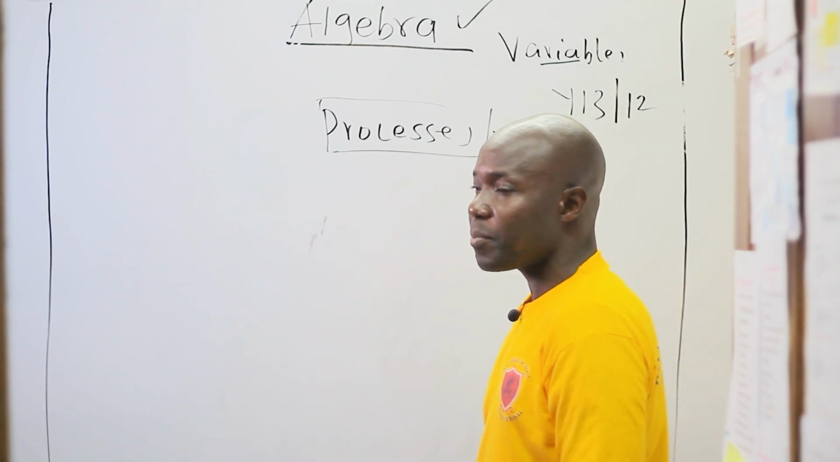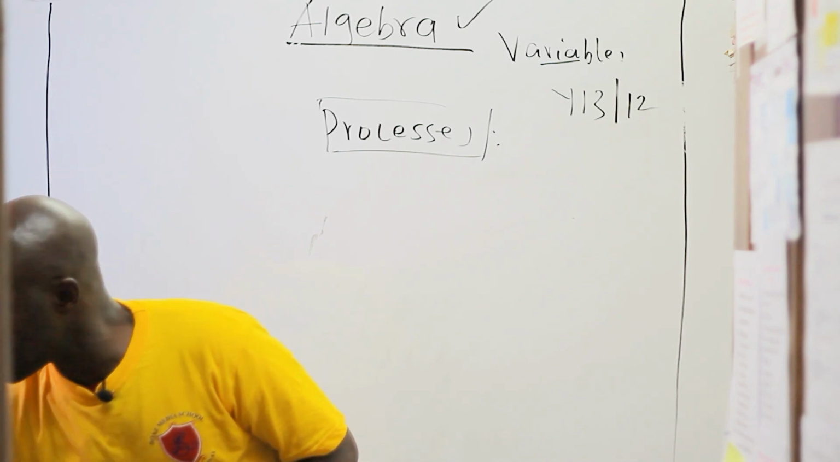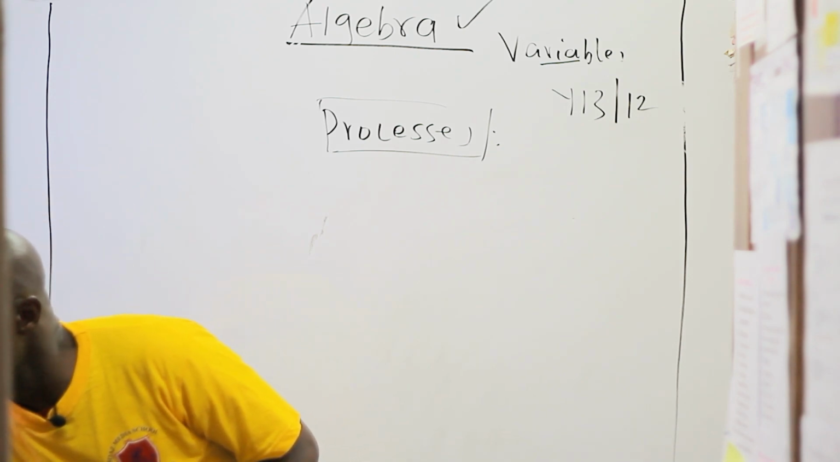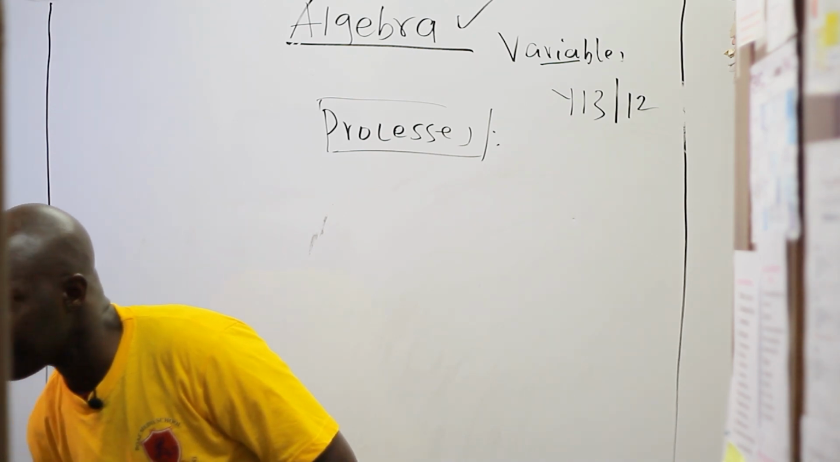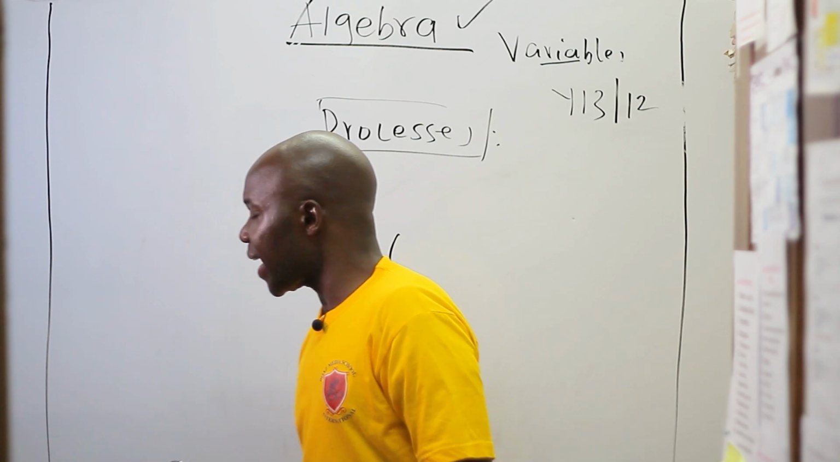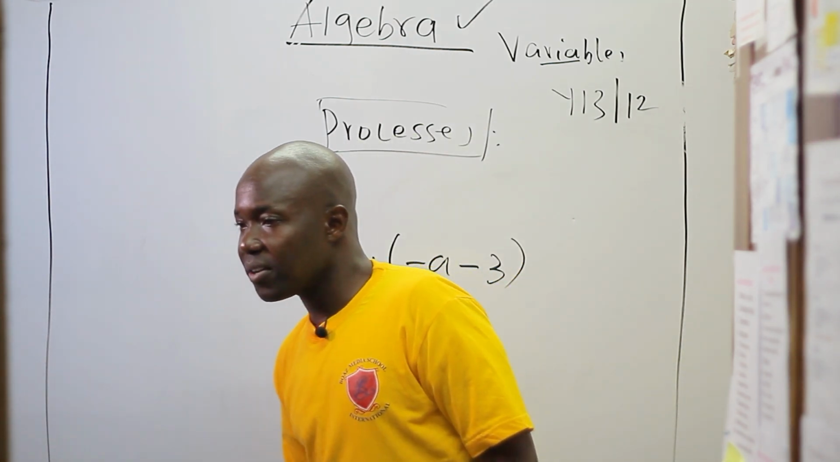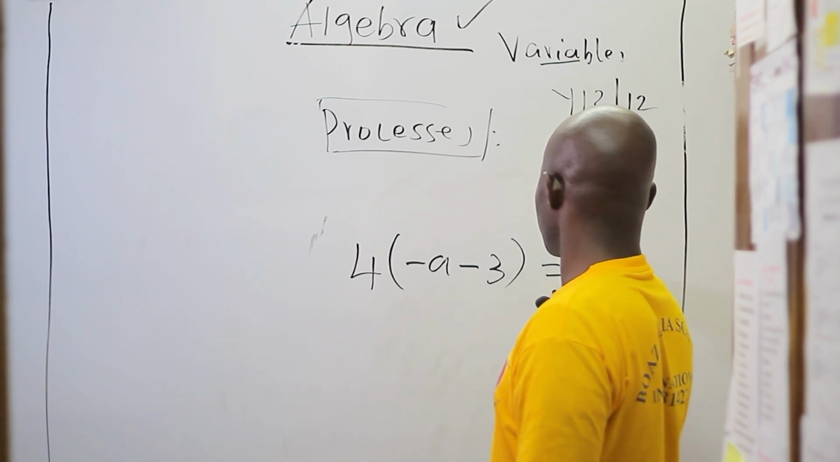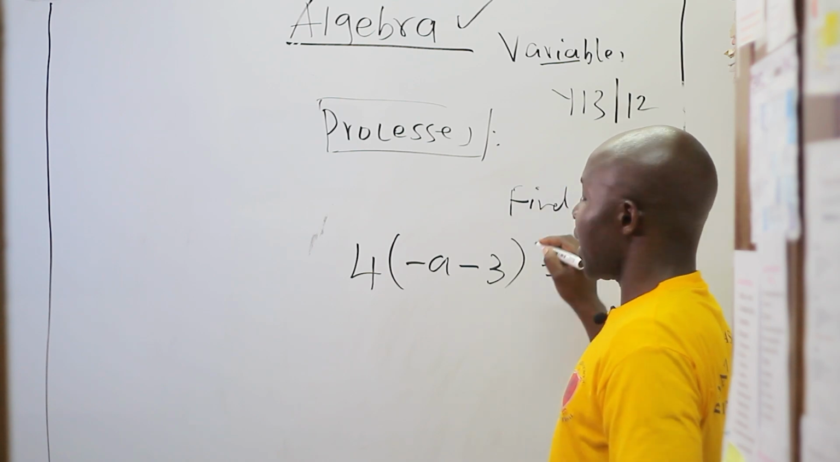Let me look into a simple example here to indicate why I brought in that idea of negatives and positives. I have some problems here. Let me add them on the board. Somebody comes and tells you, for example, 4(-a - 3) = 22. Then they say, find the value of a.